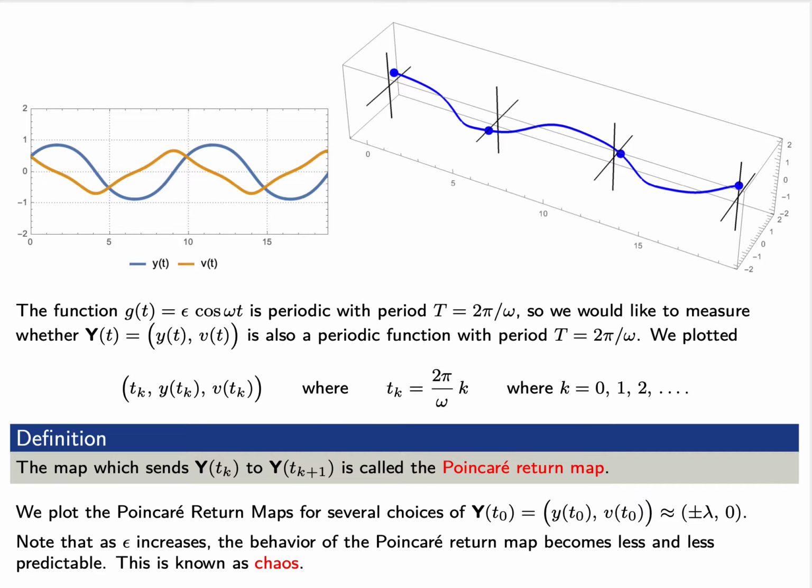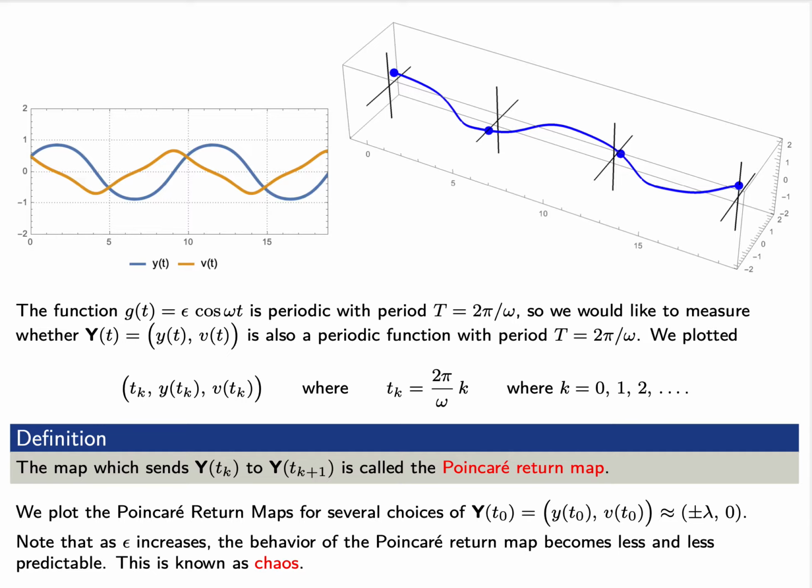In fact, the function g of t is periodic with the period 2 pi over omega, so we'd like to measure whether our solutions, namely y of t and v of t, are also periodic with the same period. In this sense, we define what's called the Poincare return map. That is, by looking at various integer multiples of the periods, we can actually see whether our functions y of t and v of t return back to the same point at which g of t also returns to.